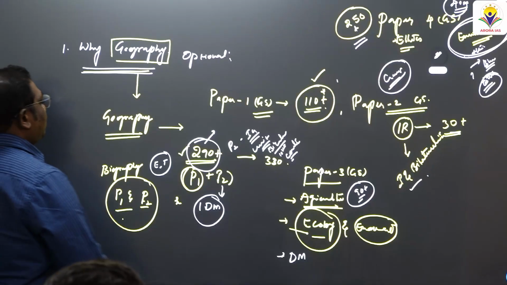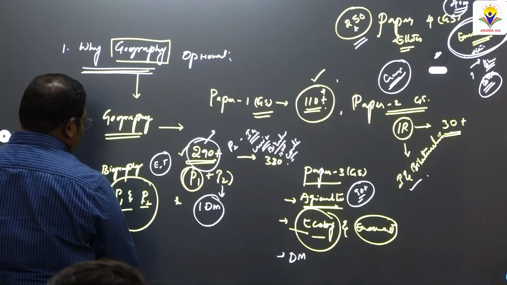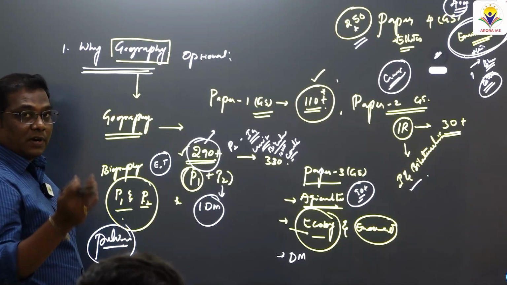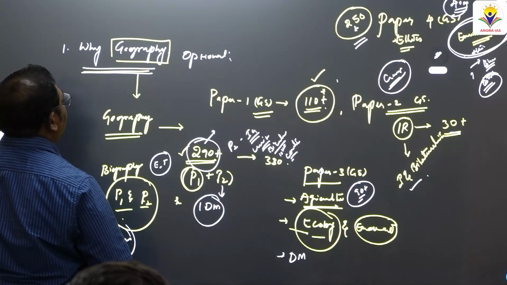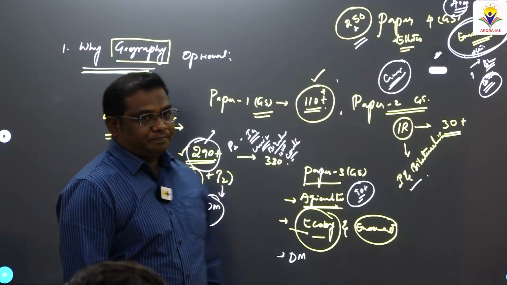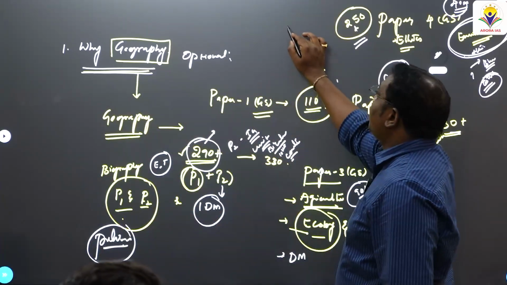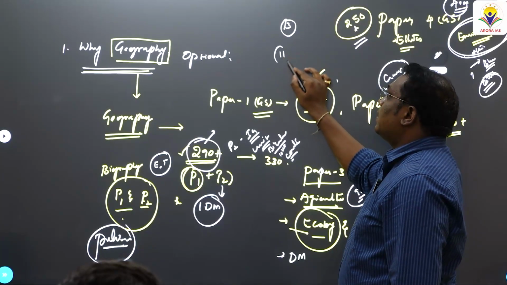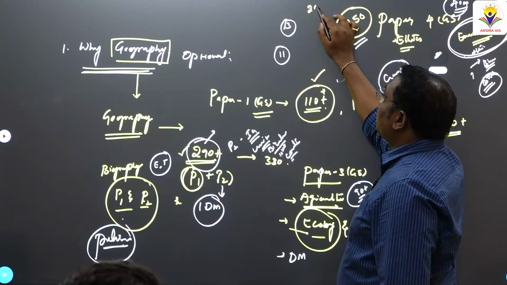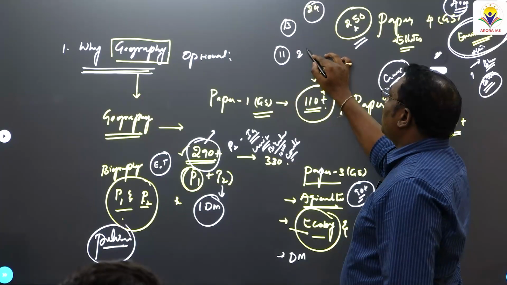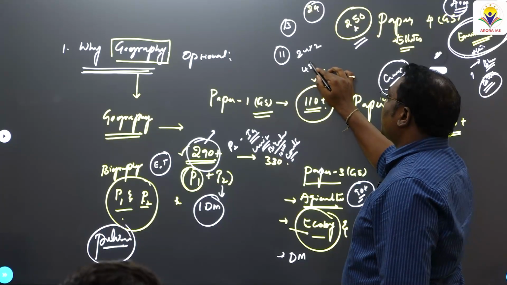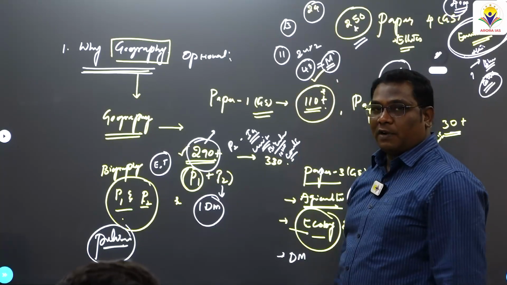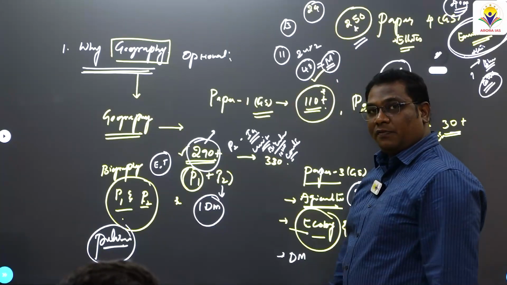Apart from that, even if you see the 2025 UPSC preliminary examination, we are having questions from geography, roughly 13 questions, and from environment, roughly 11 questions. So totally 24 questions. So 24 into 2, that is 48 marks weightage for geography and environment.